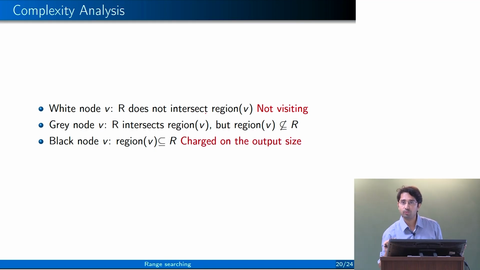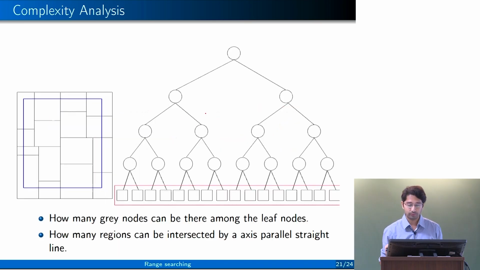How to count the grey nodes? To count the grey nodes, I will use a small trick. The trick that I keep repeating many times. What is a grey node? Grey nodes are those nodes which are partially inside the query rectangle, right? Are you with me?